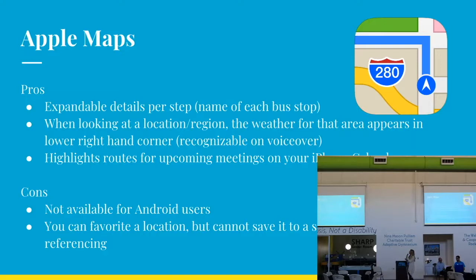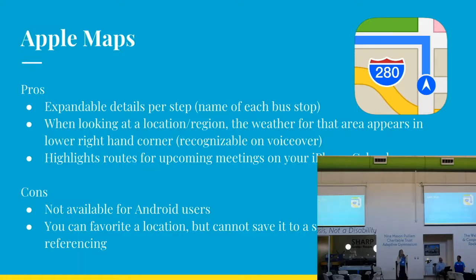And also, Apple Maps highlights routes for upcoming meetings on your iPhone calendar, which is kind of a neat feature. A con that I obviously found was it's not available for Android users, unfortunately, but iPhones are the way to go anyways. And you can favorite locations, but you can't save it to a specific folder for later referencing.